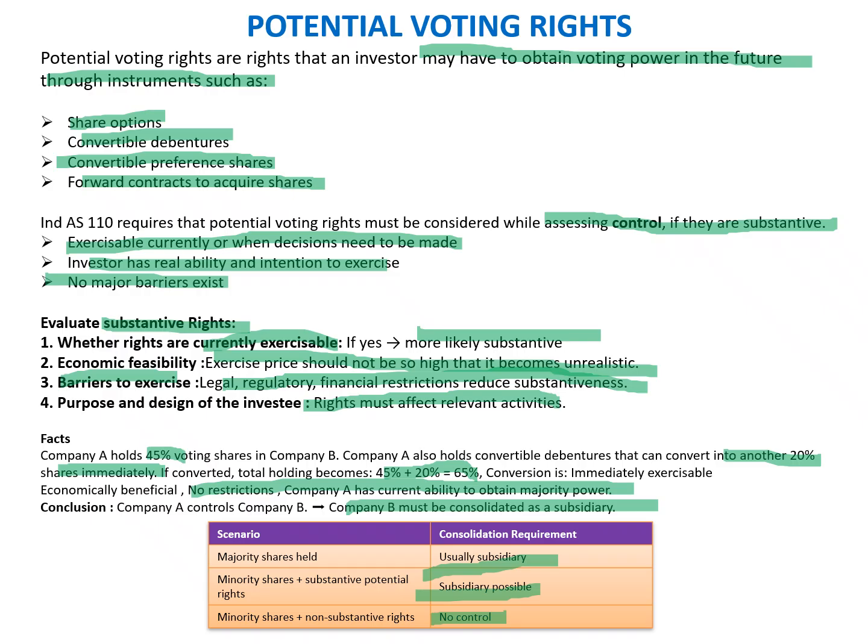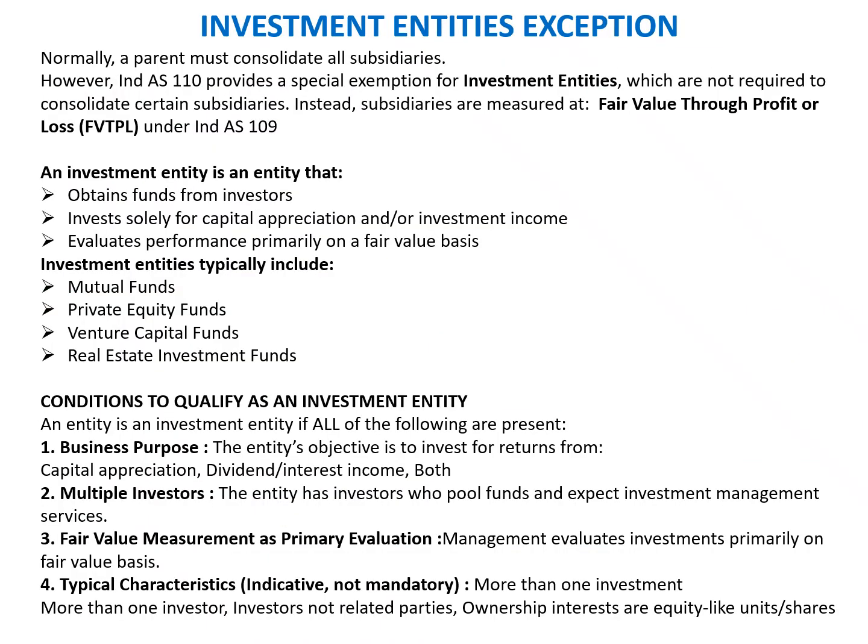So we'll move to the next slide. Okay, now we'll talk about the investment entities exception. Typically, what we have understood till now is that if an entity holds a percentage of shares largely more than 50%, then it has control, which can be established through power, variable return, and the link, and then the entity can largely be treated as a subsidiary. But there are certain exceptions, and we'll talk about those here.